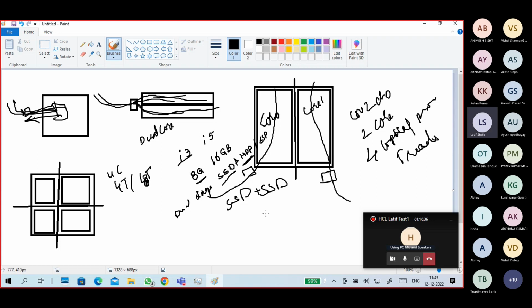If companies give a choice, SSD plus HDD is a better choice, because on the HDD you can store normal data, heavy data, large data. Why? Because HDD is cheaper than SSD. This is cheaper. Okay, so this is the best combination, but now it is not available.